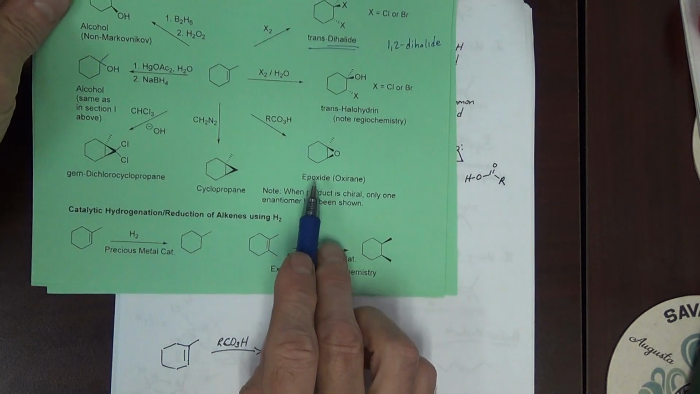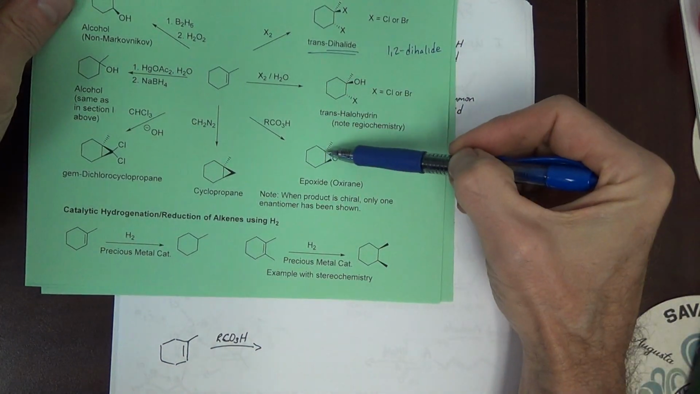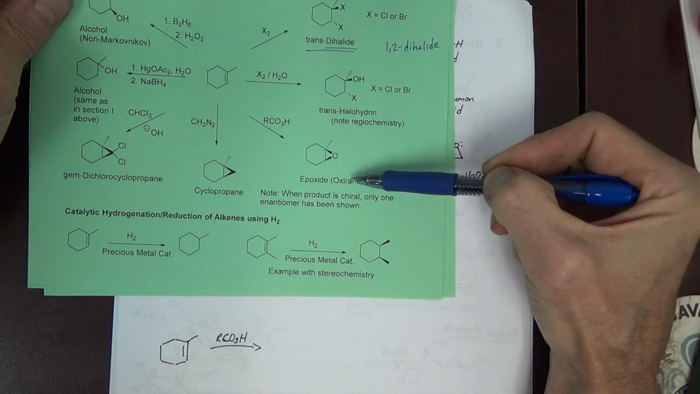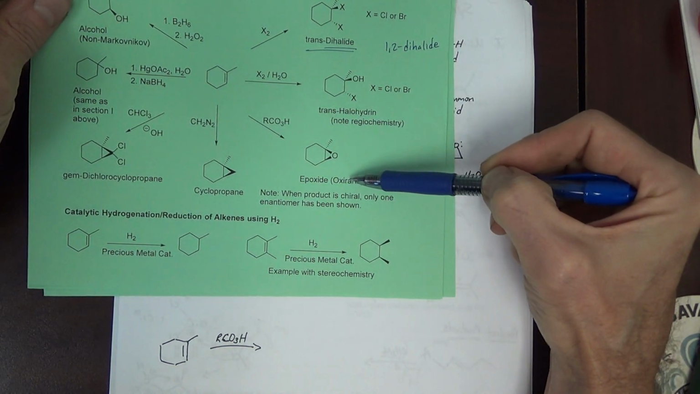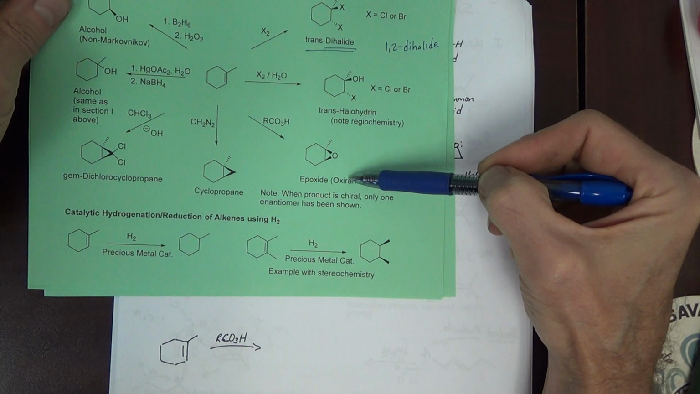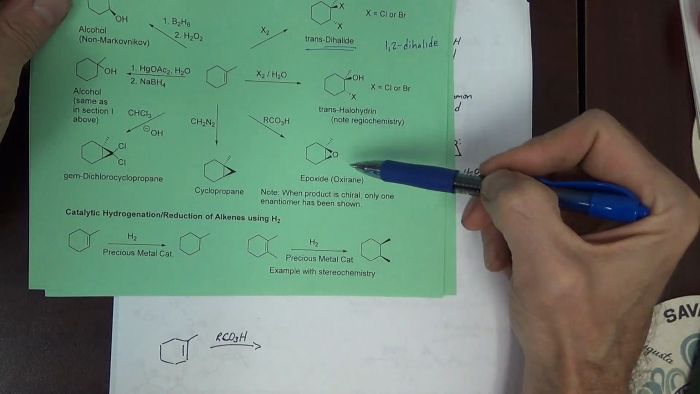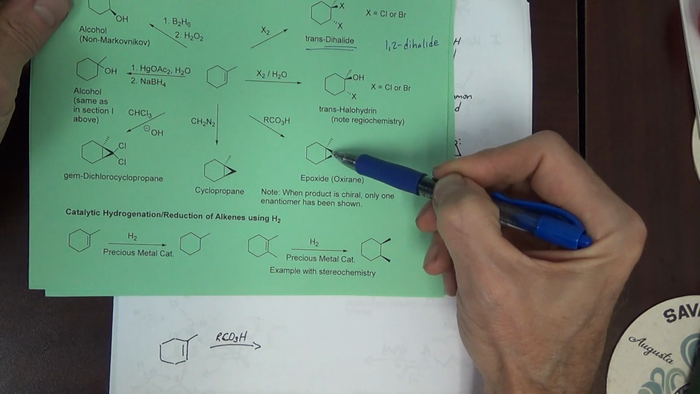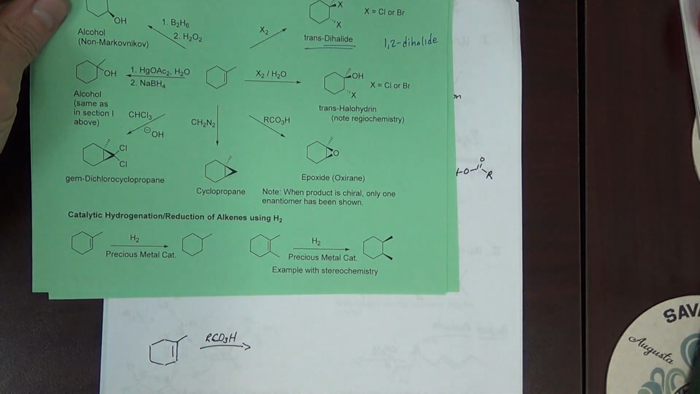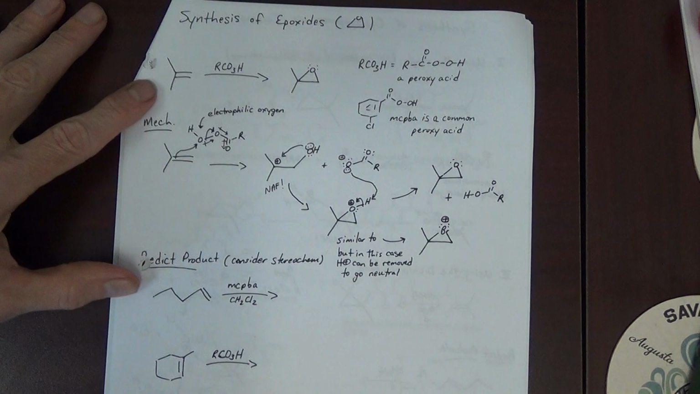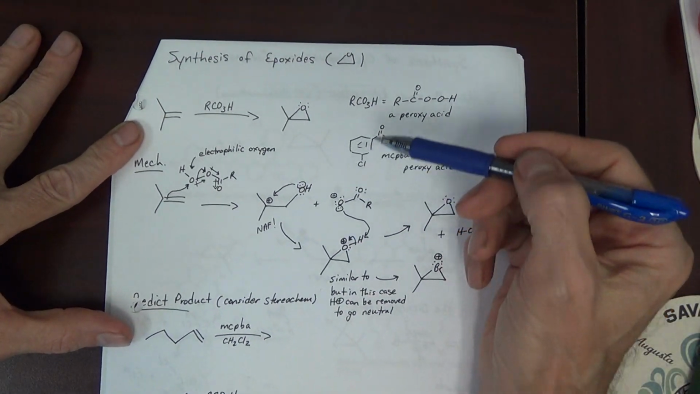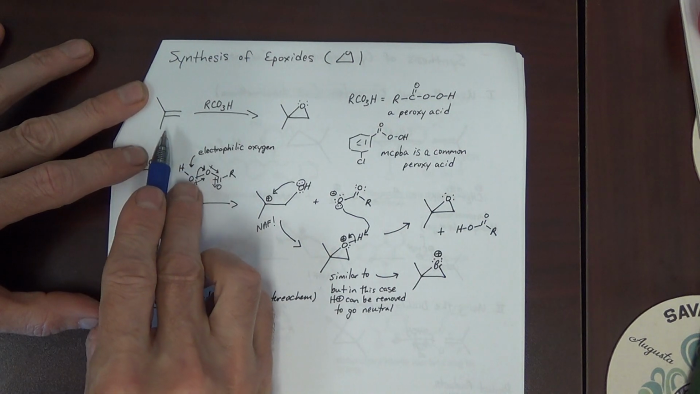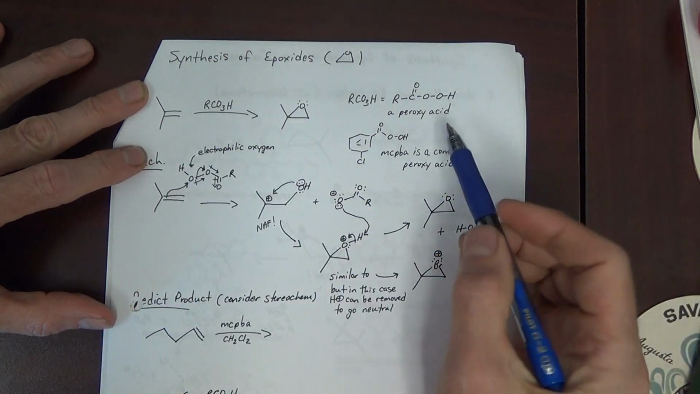Now an epoxide is the three-membered ring, carbon-carbon-oxygen, three-membered ring. It also goes by the name of oxirane. That's actually the more official name, but most everyone calls them by a common name, epoxide. Epoxides are commonly made from alkenes by reaction with a peroxy acid.